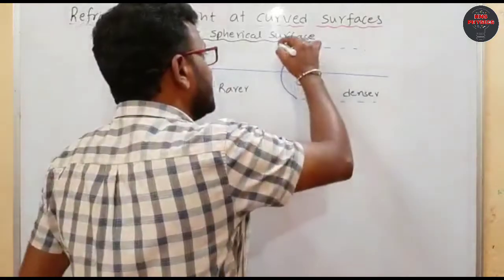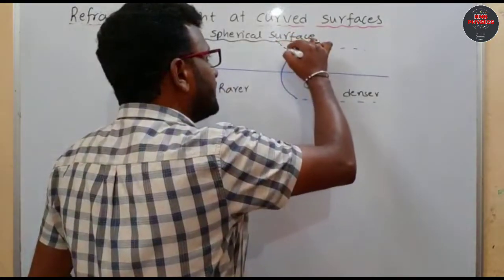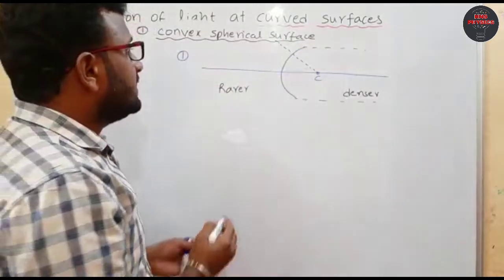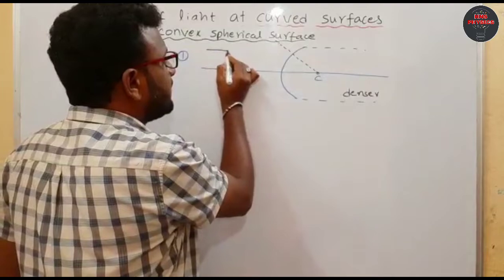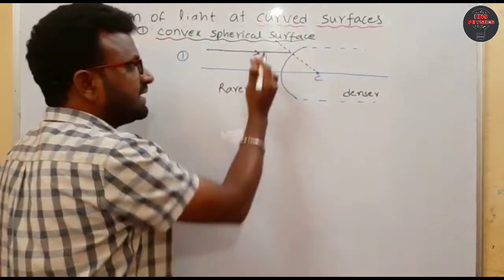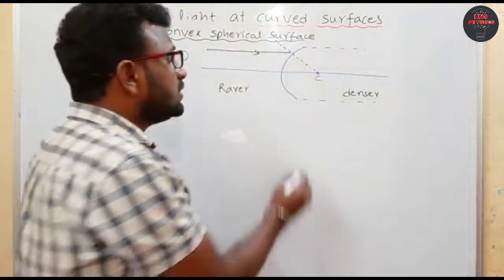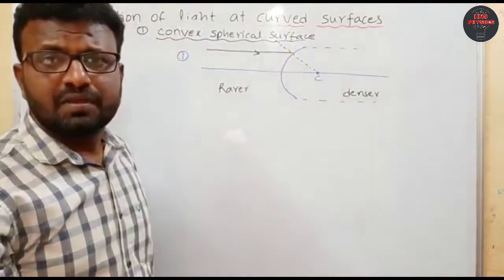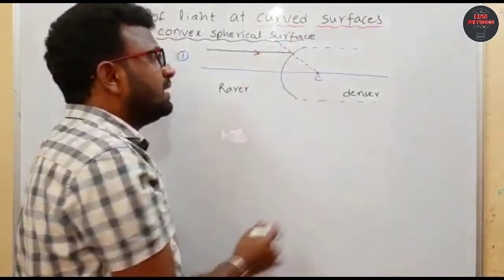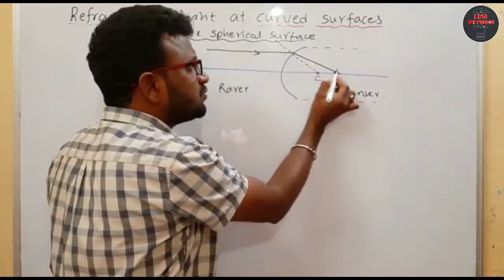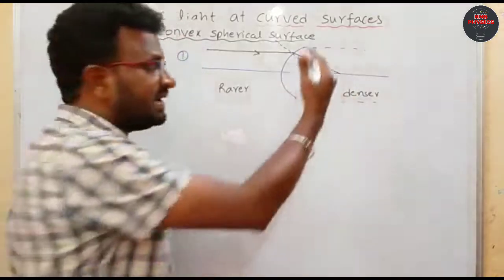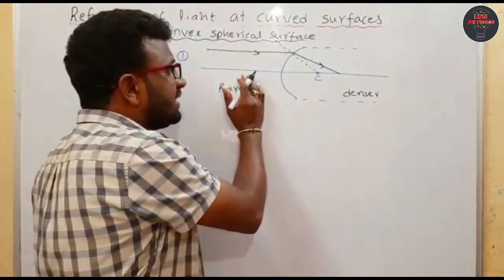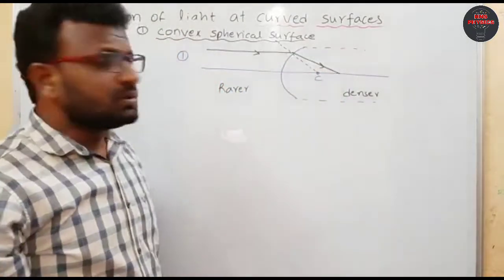Now here, if you draw the normal line, that normal line passes through the center of curvature. Now I am taking one ray. That ray is passing parallel to the principal axis. So after the refraction, when the ray is incident on the convex surface, the ray bends towards the normal, when a ray of light is traveling from rarer medium to denser medium. So this is the first one.